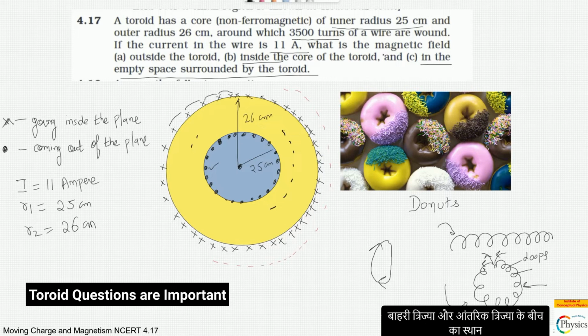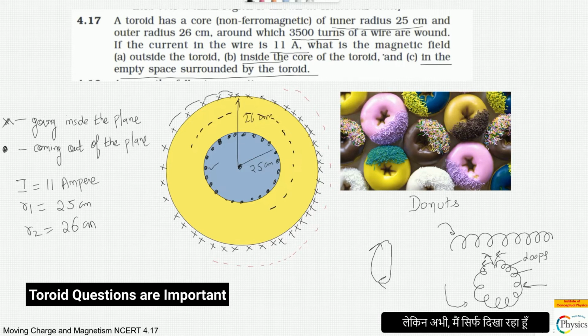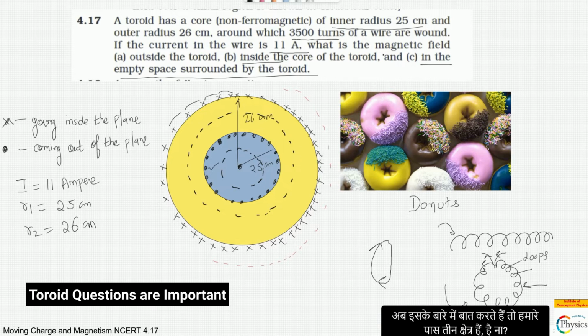The space between the external radius and the internal radius constitutes the core. I'll tell you what this circle is, but right now I'm just showing you the space of the core. And now let's also talk about the empty space surrounded by the toroid. So this is the empty space which is surrounded by the toroid. Okay, this is what it is.